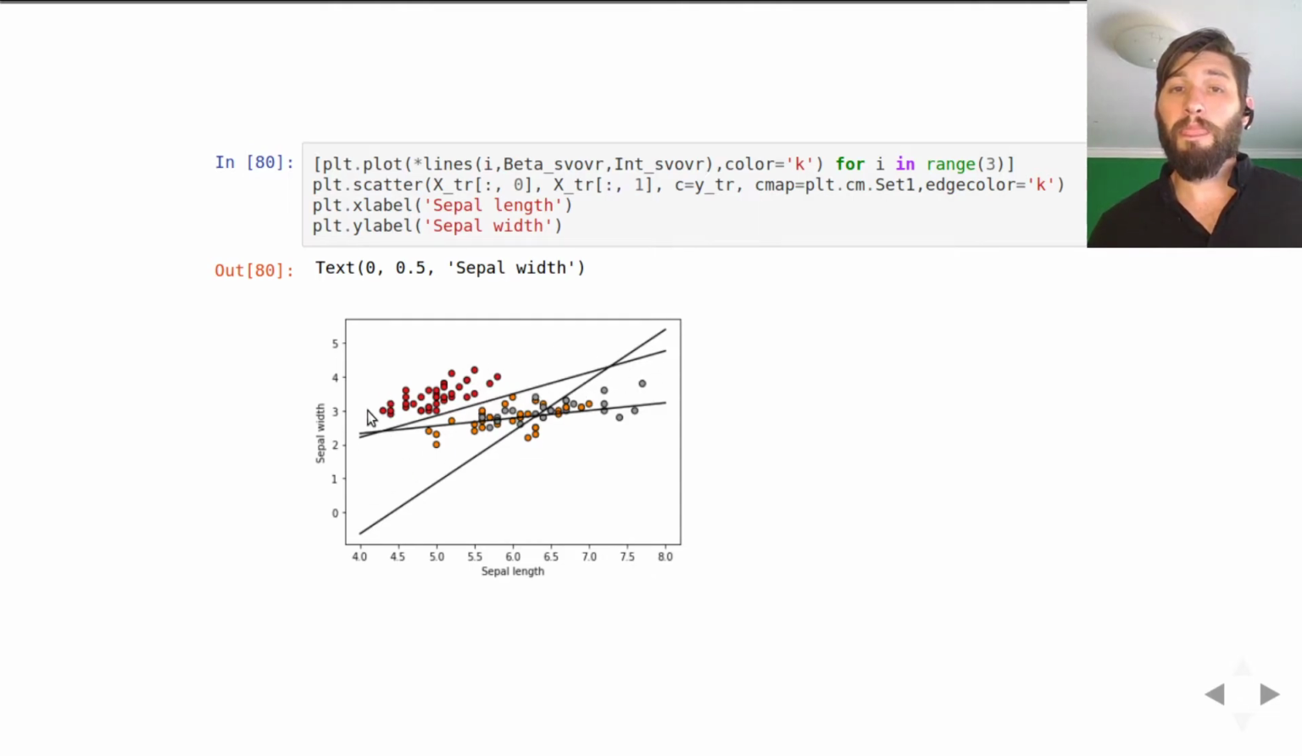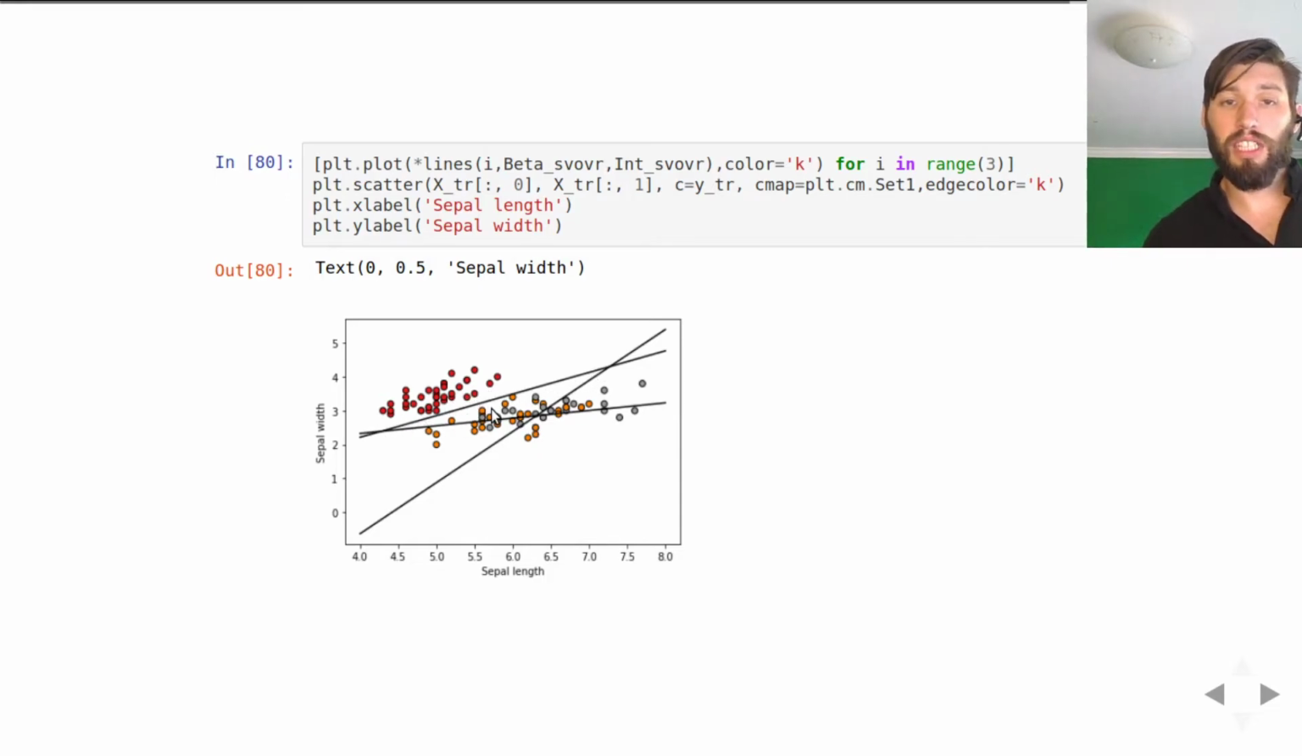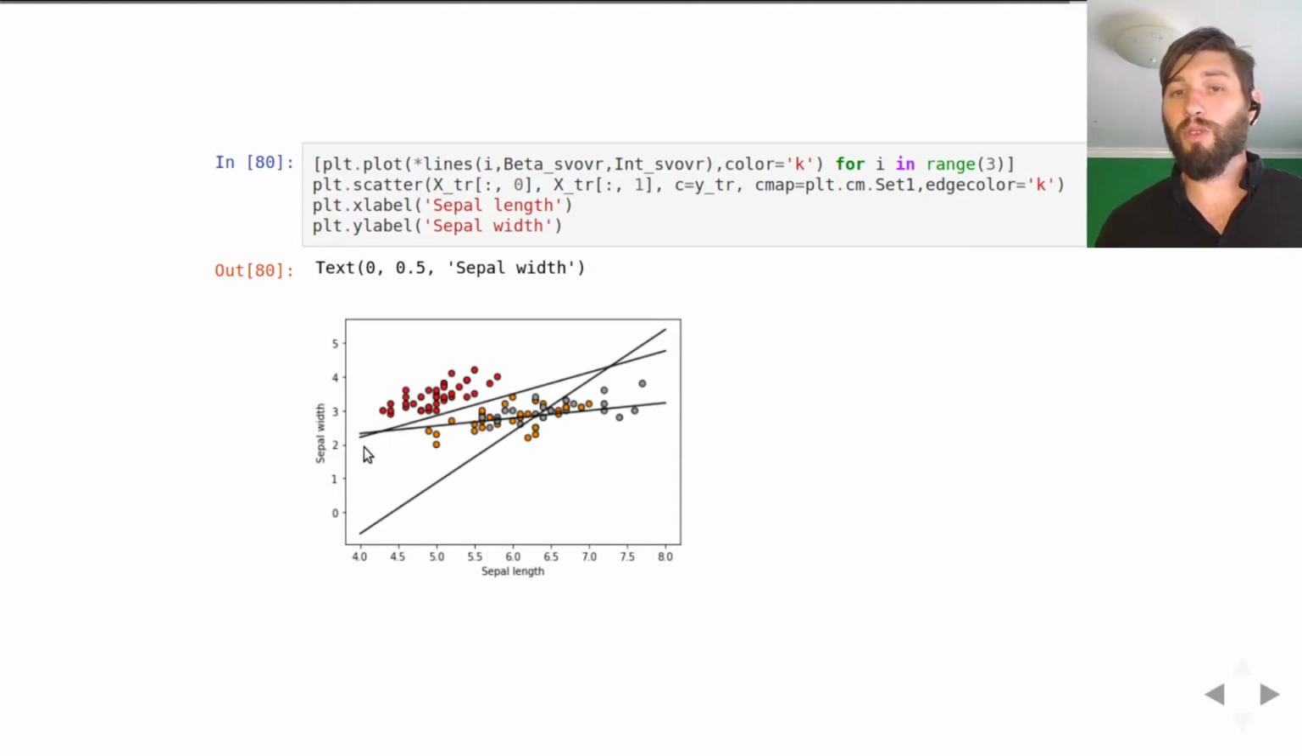When separating the reds from the remainder, this line seems sufficient. It correctly separates the two. Now, trying to separate the orange or the yellow ones from the other two classes is a little bit harder, and you see this hyperplane forms to do that. And similarly for the grays, it's a little bit harder, and we've separated it in that way.